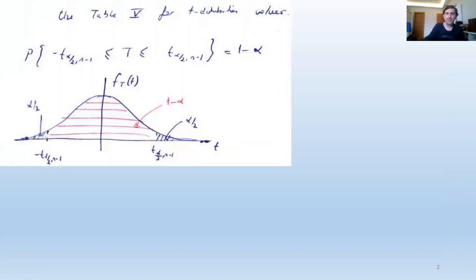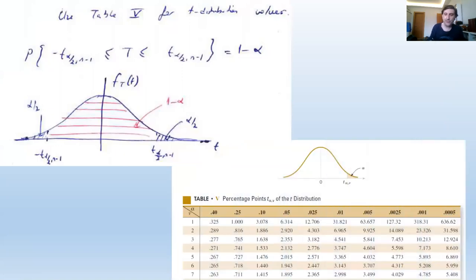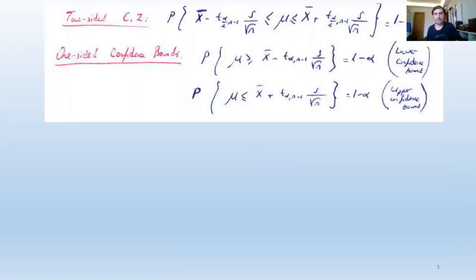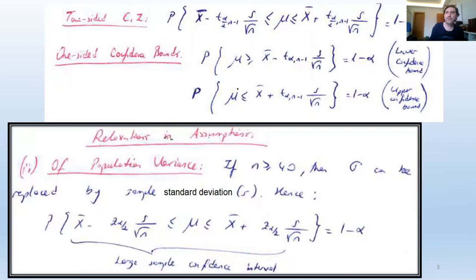You may wonder where these values lead to. Please check your textbook. You are going to see that after some limiting value, the rest of the degrees of freedom are not given, because the t distribution will converge to the normal distribution. All right, so this is one difference.